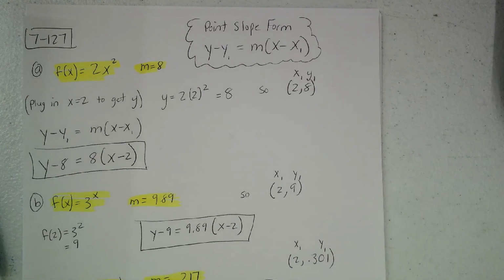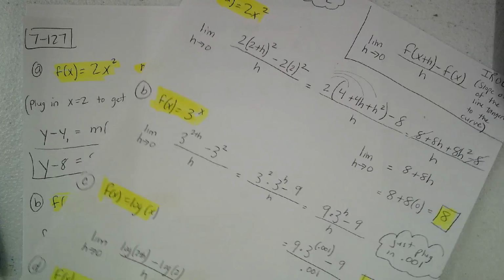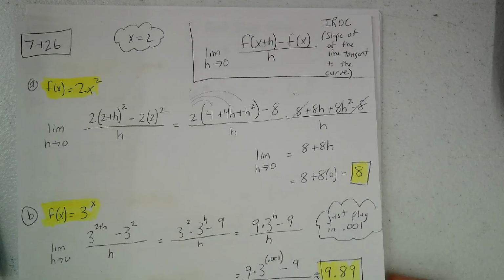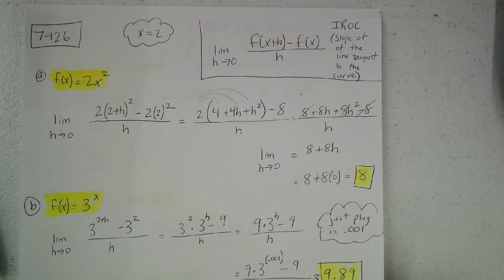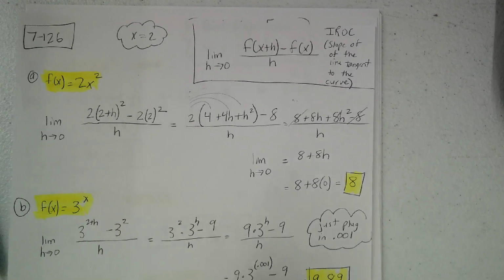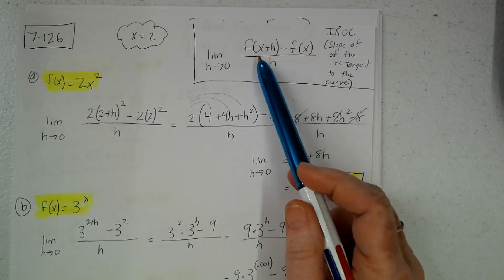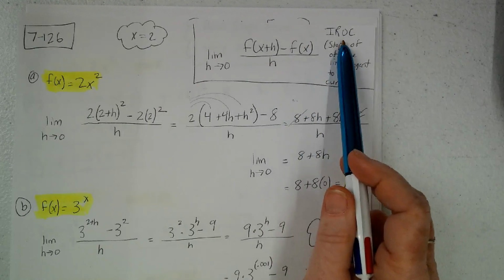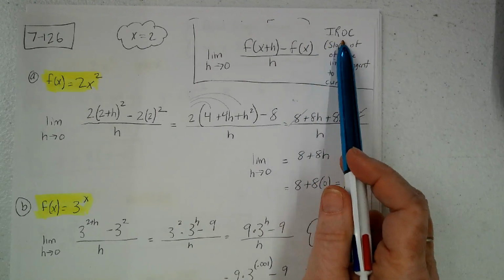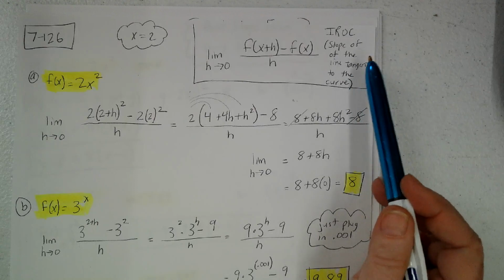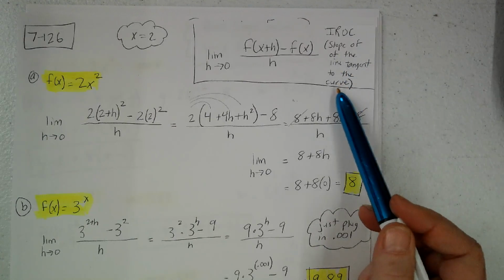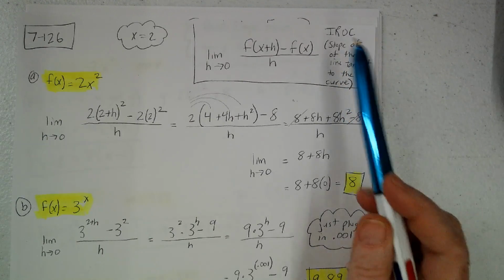So in order to do that, we have to have done 7-126, which had all these four functions, a, b, c, and d, and it wanted us to use our little formula for instantaneous rate of change. This finds the slope of the line tangent to the curve. That's what we've been learning about lately.